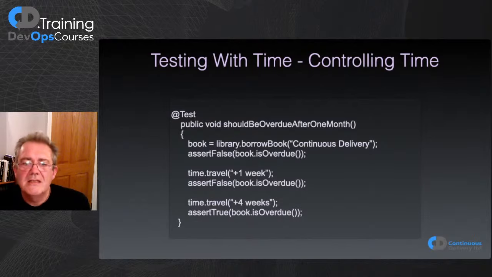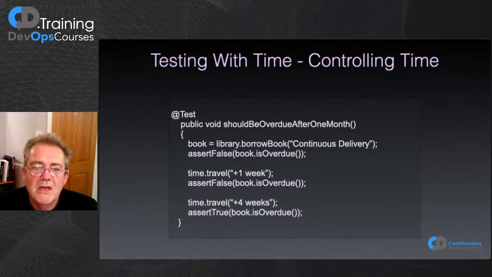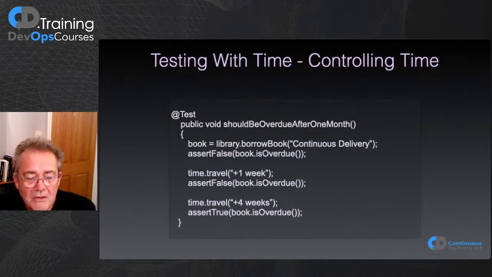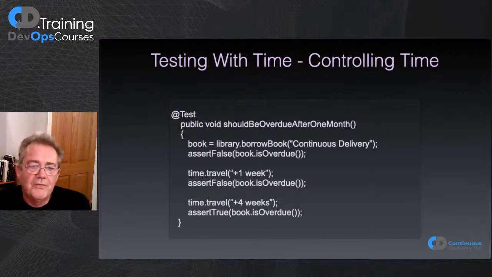So here's a made up example. In this case, we're going to a library and we're going to borrow a book called Continuous Delivery. I hope you're spotting the theme. In this case, we're going to assert that the book is not yet overdue, and then we're going to time travel forwards 1 week, and then we're going to assert that the book is still not overdue. Then we're going to time travel forwards a further 4 weeks, and we're going to assert that the book is now overdue. So the interesting parts in this example are clearly these time travel-y bits.